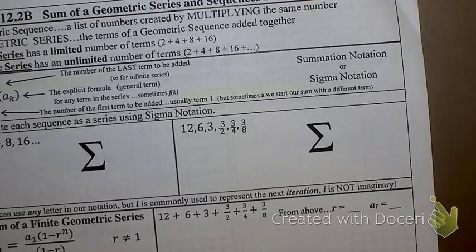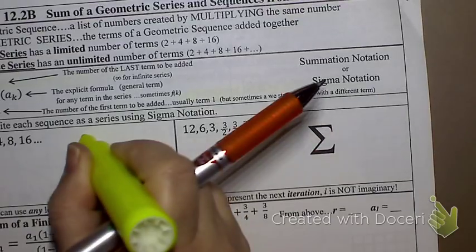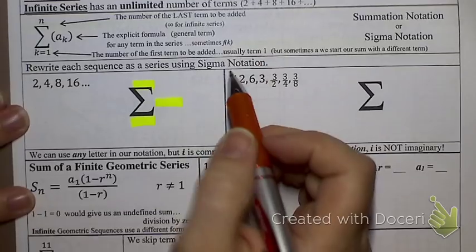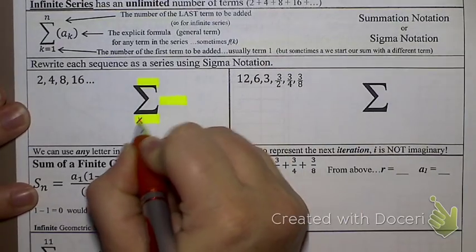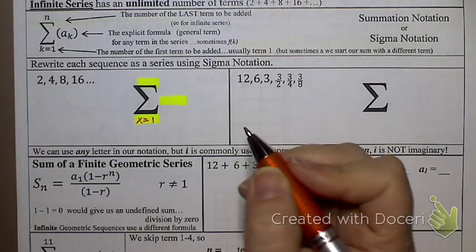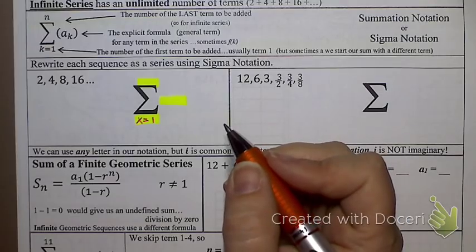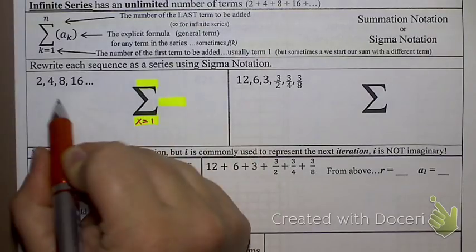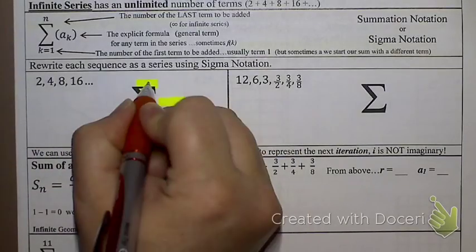Let me get my highlighter here. 3 spots that I have to fill up. 1, 2, and 3. What is it that I put on the bottom? X equals 1. What do you think I put on the top of this one? I put how many numbers there are. For this example, what do I put? Infinity.